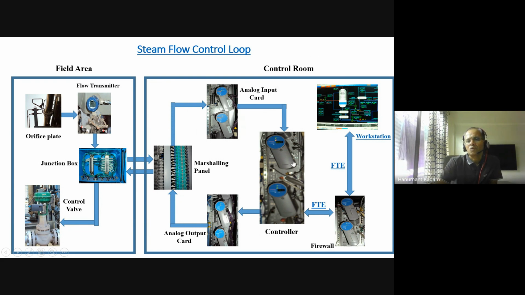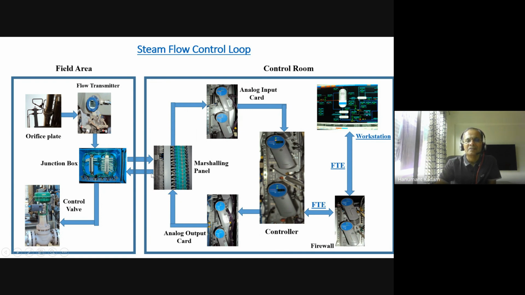From there, signal goes to the controller. This is the Series 3 C300 controller, which is dual redundant. Here the PID loop algorithm is executed, and the output is generated and goes to the output card. You can see the output cards are redundant, and this analog output goes to the marshalling cabin.